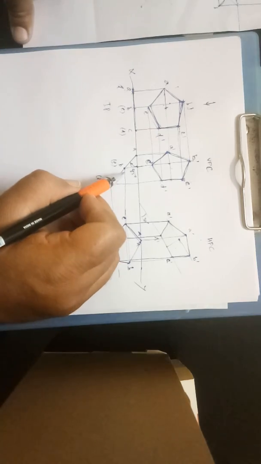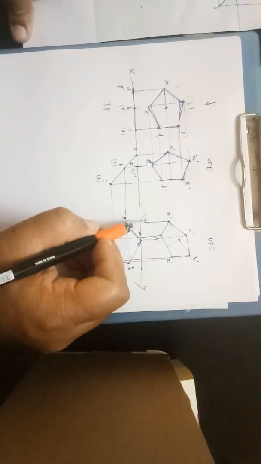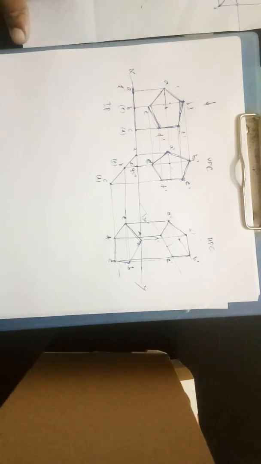The surface is inclined to HP at 45 degrees, and the edge opposite to the corner is inclined to VP at 30 degrees. So this is how you have to solve the problems.